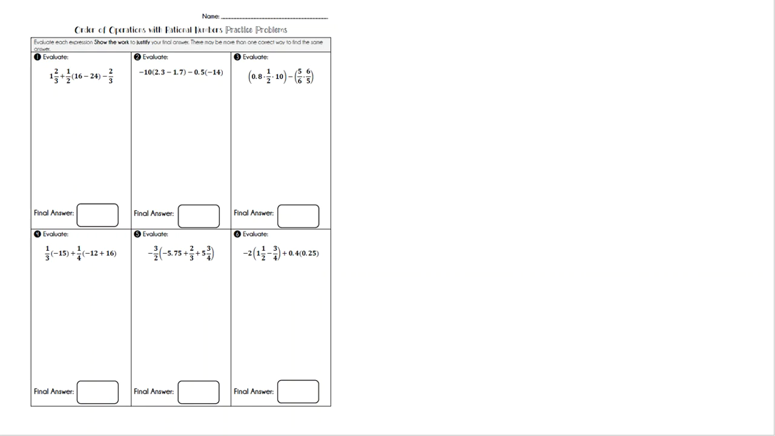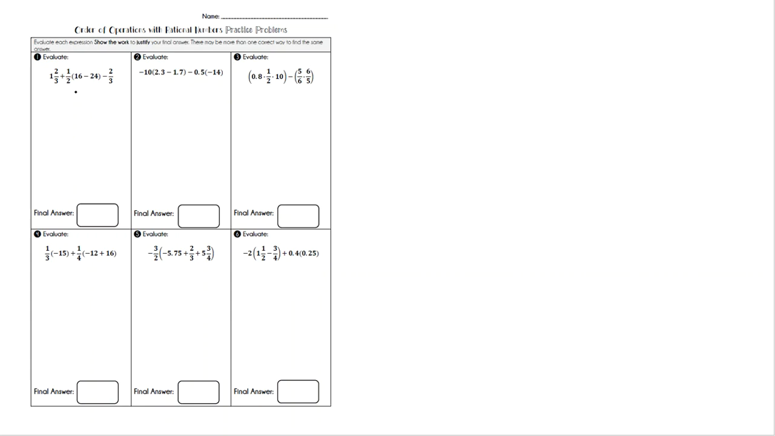Okay, please follow along. As I am doing these problems, I want you to also be doing them on your own paper. I'm going to go through 6 of them, and then you are going to have 6 that I'm going to have you try on your own. Okay, so number 1 says evaluate. We have 1 2/3 plus 1/2 times (16 minus 24) minus 2/3.